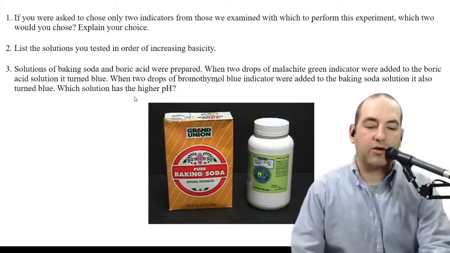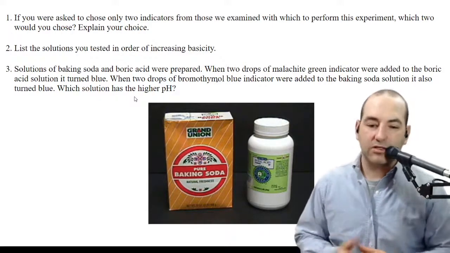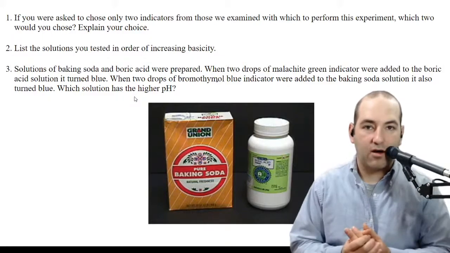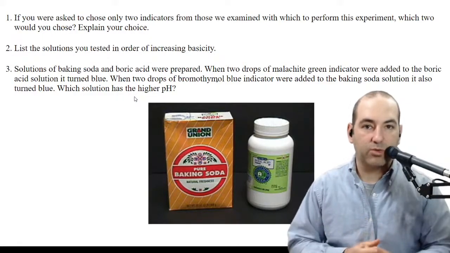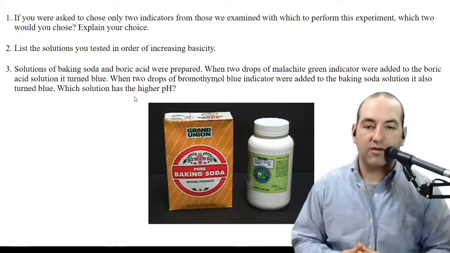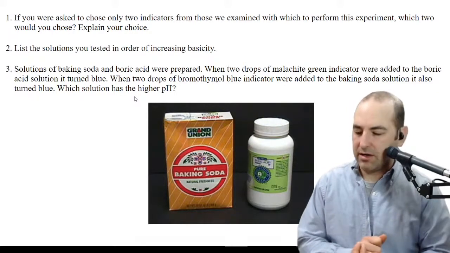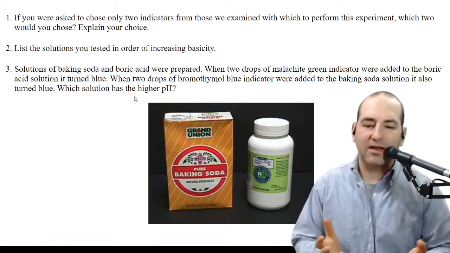Which solution has the higher pH? So you have to go back to the ranges of malachite green and bromothymol blue, see where each one is blue, and then make the determination if that means that one of these is more acidic than the other. And someone asked, isn't this silly?